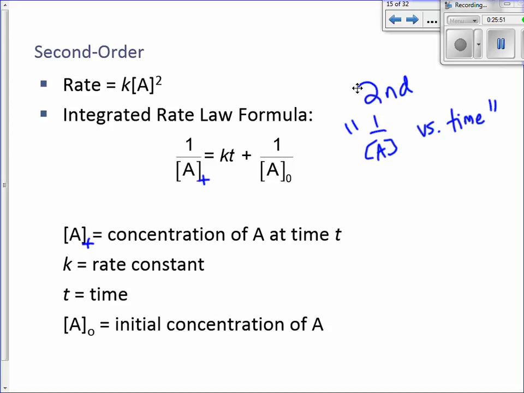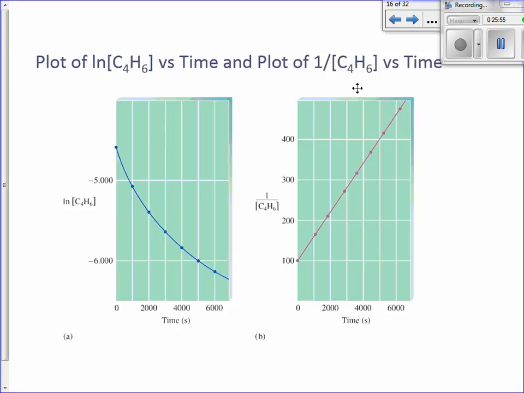Okay? So now looking at the graph here, I put this one up here to compare to because this is the natural log of the concentration. This one is the inverse of the concentration on the y axis there. As you can see, one of them is a straight line. The other one is not a straight line.